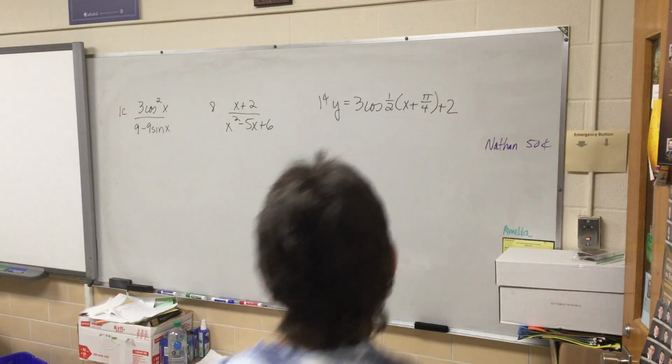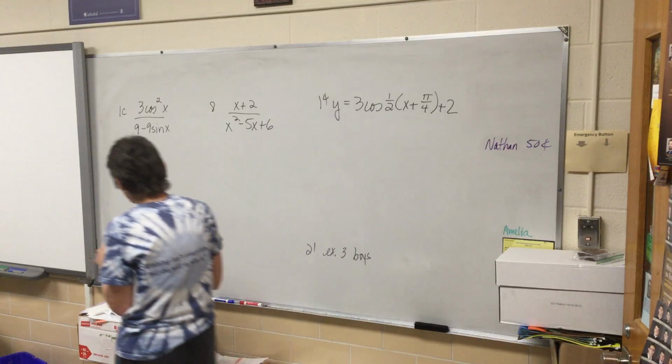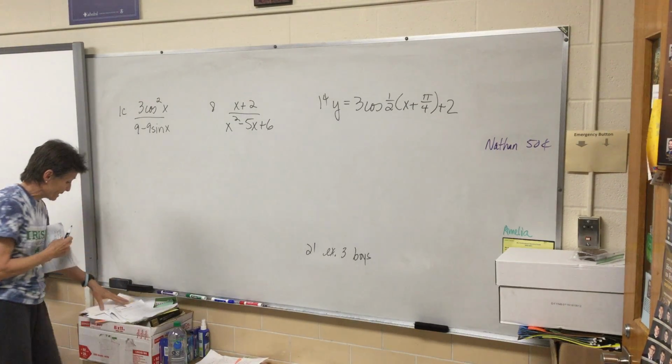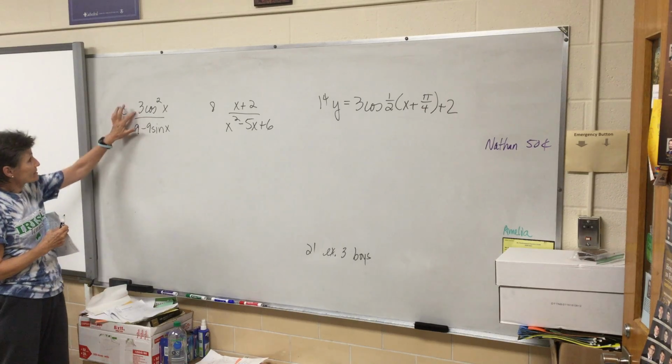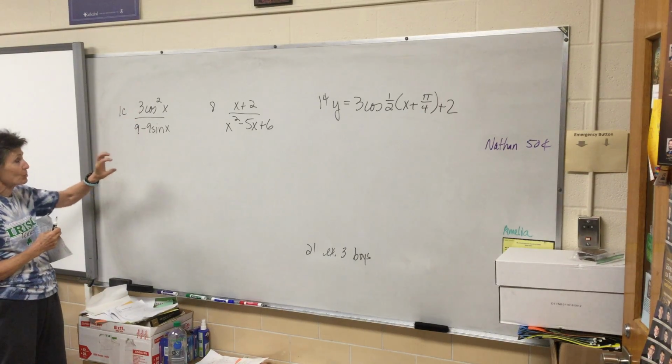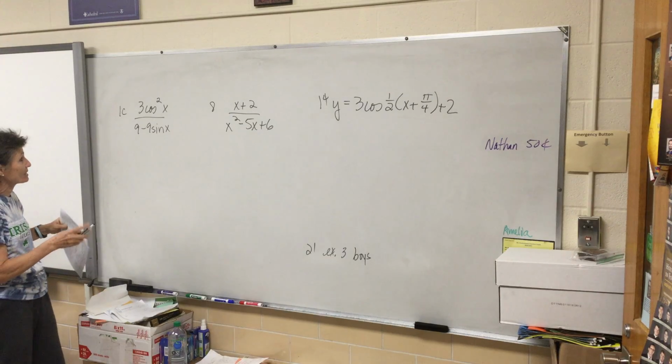Now, obviously nothing is going to cancel at this point. Remember, you cannot cancel the 3 into the 9 until you factor. You have to be able to cancel it out of everything.